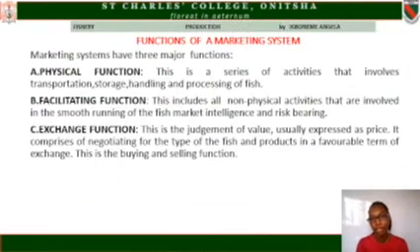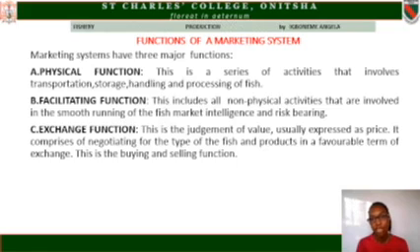Functions of a marketing system. Marketing systems have three major functions. A. Physical function. This is a series of activities that involves transportation, storage, handling, and processing of fish. B. Facilitating function. These include all non-physical activities that are involved in the smooth running of the fish market: intelligence and risk bearing. C. Exchange function.